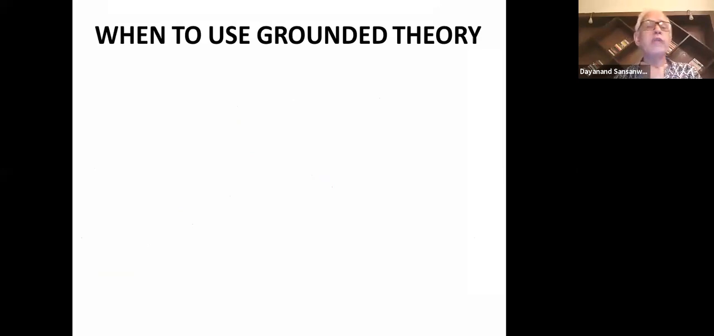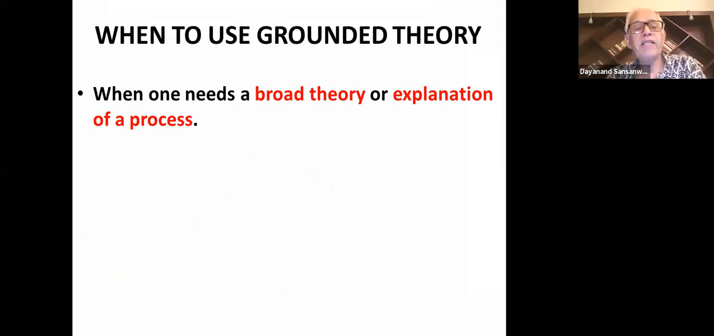Now, when to use the grounded theory? Number one is when you need a broad theory or an explanation of the process, whatever process takes place. If you want to explain this particular process, why it happened, how it happened, things of that variety, which will involve not one variable but multiple variables. When I said the home adjustment, there I had taken only one variable. But when I said the cooperation, there are many variables involved in it. So this is very, very important information.